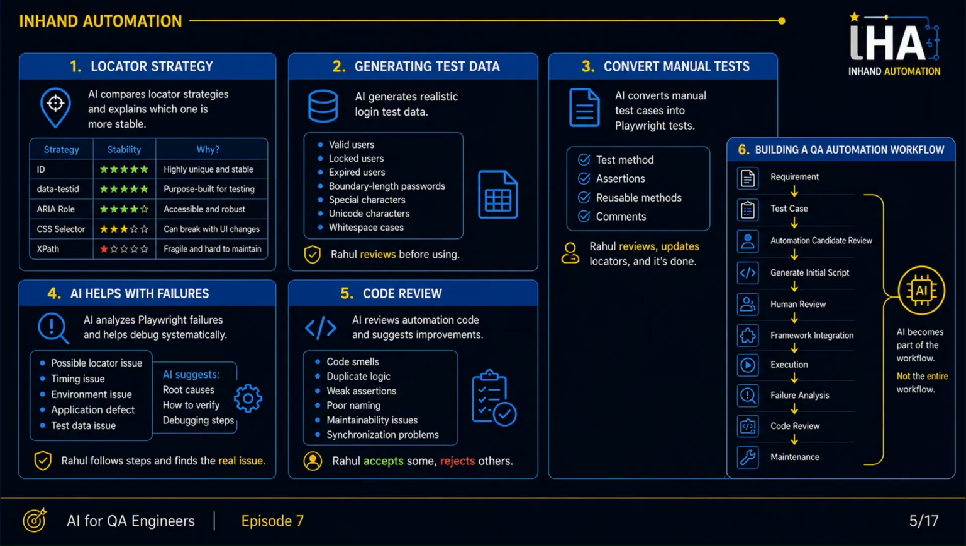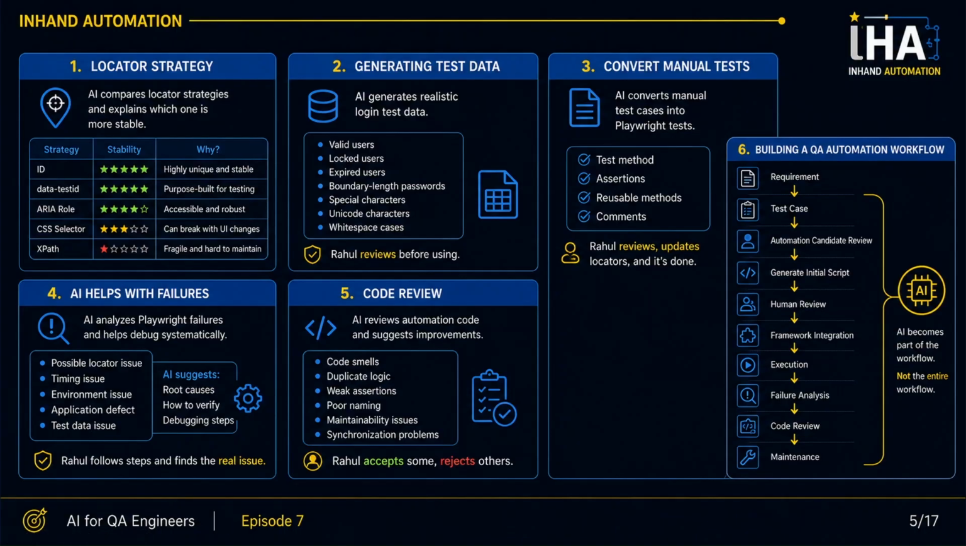You can review those code, you can update that locator, and it's done. Now Rahul has an automation test script. Those test cases look good and it is running in a Playwright project. But after some time, one Playwright test starts failing. Rahul copies that error message into the AI.